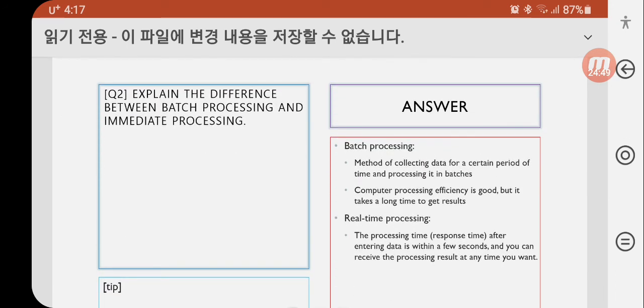Batch processing is a method of collecting data for a certain period of time and processing it in batches. Computer processing efficiency is good, but it takes a long time to get a result. But in real-time processing, the processing time after entering data is within a few seconds, and you can receive the processing result at any time you want.